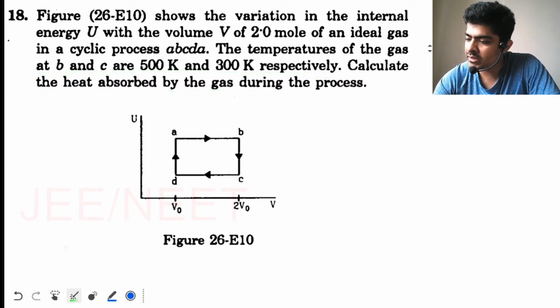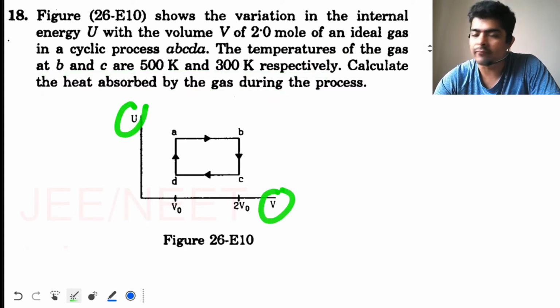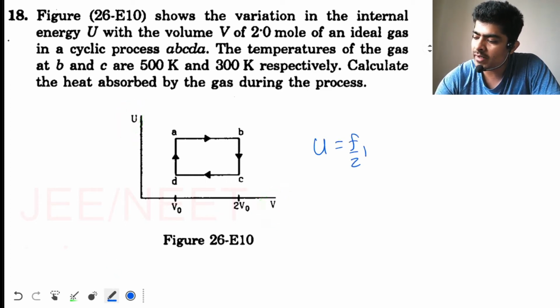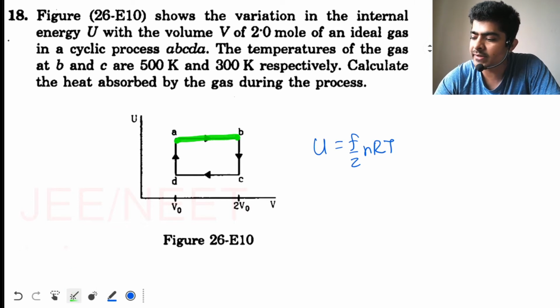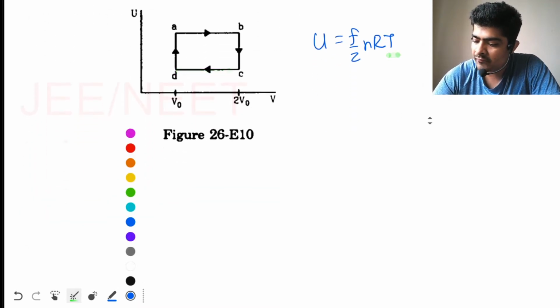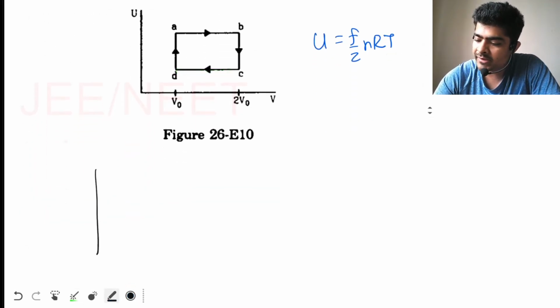Now see, the question is a graph between U and volume. But we know that U is equal to F by 2 nRT. So U is proportional to temperature. So like over here, U is constant means what? Temperature constant. Here also U constant means what? Temperature constant. So we can replace this graph with a temperature versus volume graph.